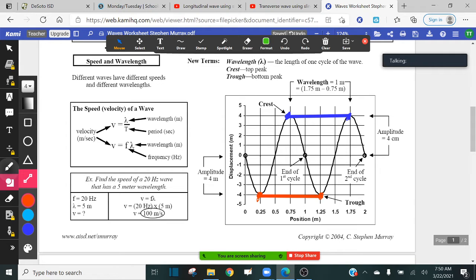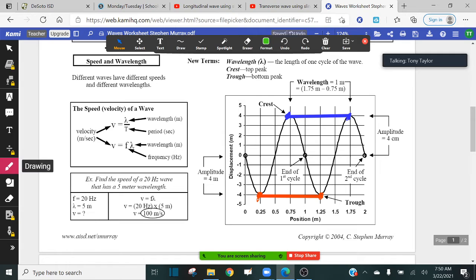Whenever we're talking about wavelength, we tend to use this symbol right here. It kind of looks like an upside down Y. We call this symbol lambda, and that means wavelength. Anytime you see an upside down Y, that means wavelength. So lambda means wavelength. It just refers to the length of the wave, or the length of one cycle, I should say.